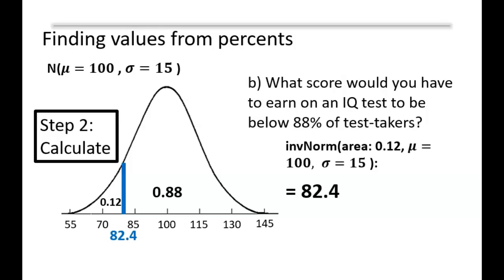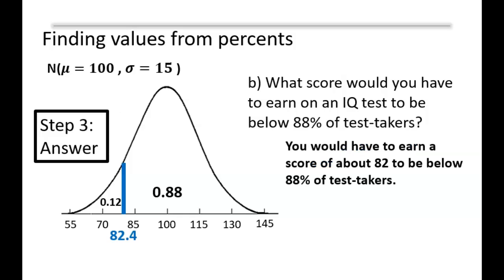So if we want 88%, we actually want the 12th percentile. So again, if you're writing this down either on a free response question or just showing your work, you always want to include what those numbers mean. So area, mean, standard deviation, and then this gives us the value 82. A score, so an IQ score of 82 is going to be below 88% of the test takers.